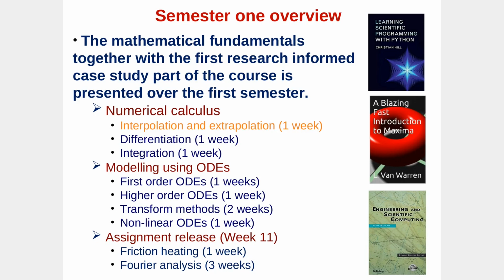Each of those, all but the transforms, takes a week apiece, with the transform methods taking 2 weeks. And then finally we have an examination release on week 11, and we'll look at friction heating and Fourier analysis to take us up to the end of semester 1, 3 weeks on that.